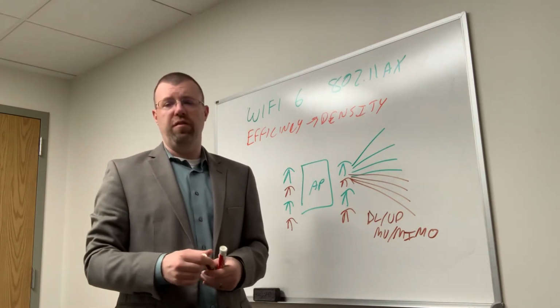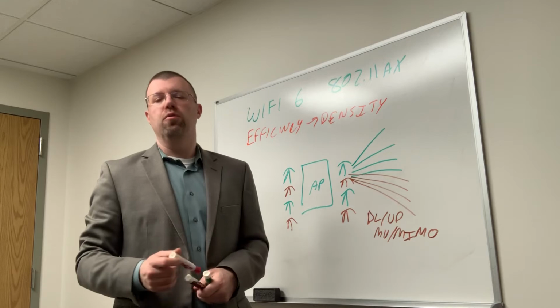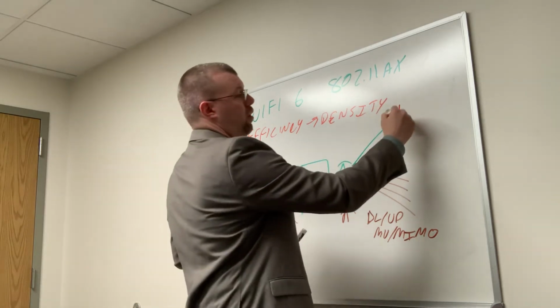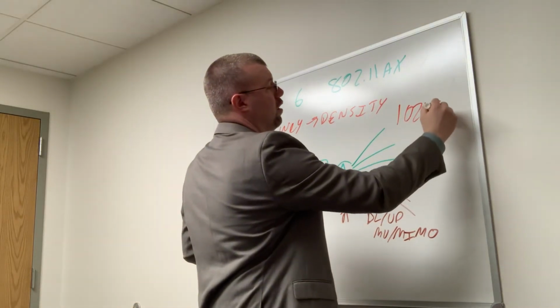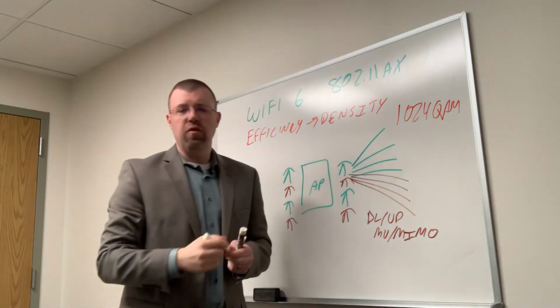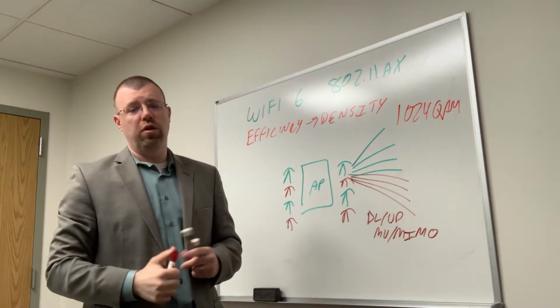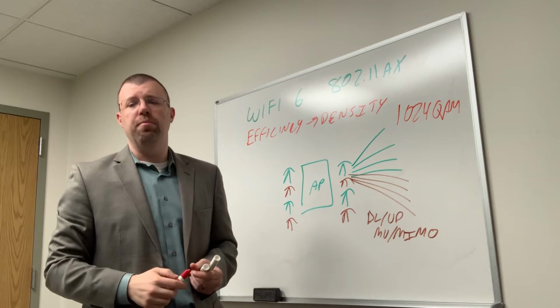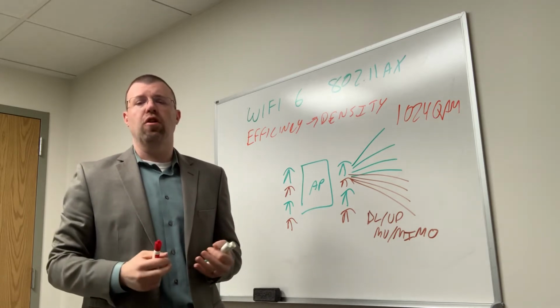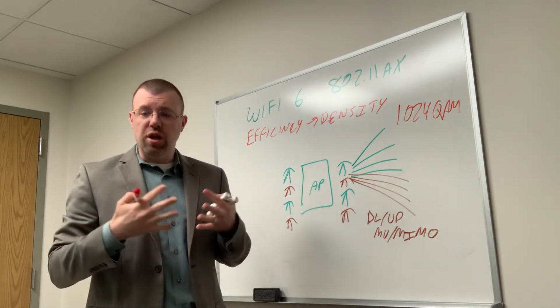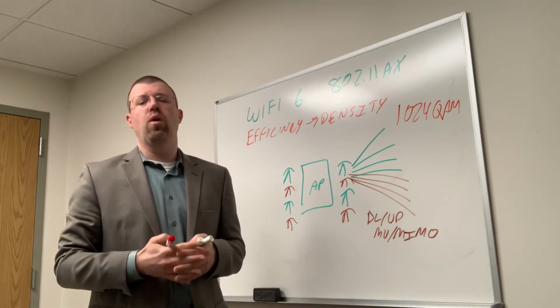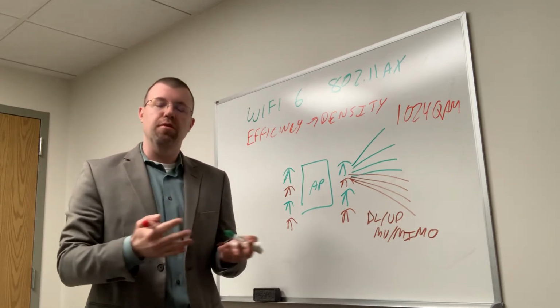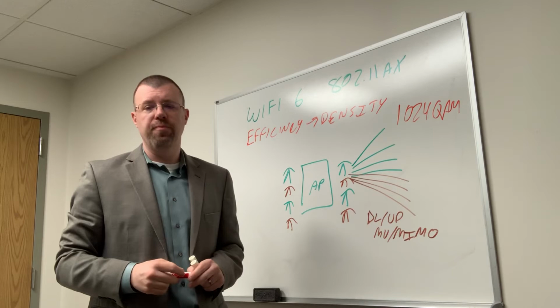I did mention earlier that there's a nominal speed boost on a per client basis when going from Wi-Fi 5 to Wi-Fi 6, and that's in good part due to a technology known as 1024 QAM. 1024 QAM stands for quadrature amplitude modulation. This is a fancy term that has to do with how the data is actually encoded into the transmitted wireless signal, which results in additional throughput on a per stream basis.